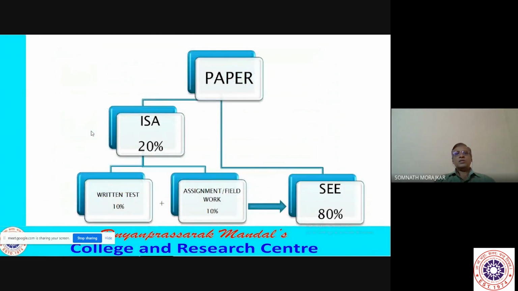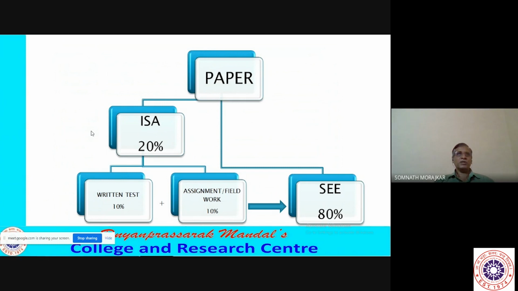Now, each paper will be divided into 2 parts, ISA, that is intra-semester assessment, and SEE, that is semester end examination. So 20% of the paper will be for ISA and 80% of the paper will be for semester end examination. Suppose if a paper is of 100 marks, 20 marks will be for ISA and 80 marks will be for SEE. This ISA 20 marks will be divided into 2 modes.